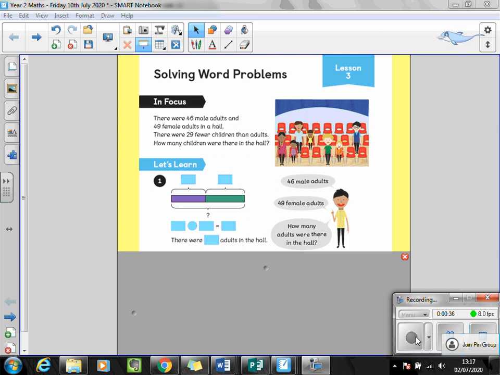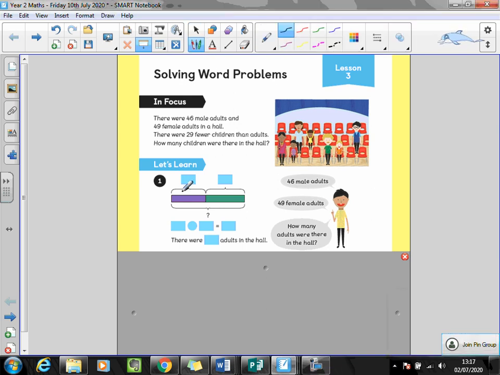Hopefully you would have discovered that the first step in solving this problem is working out how many adults there are altogether. Now we can see from the information we're given there were 46 male adults and there are 49 female adults. So the calculation you need to solve here is 46 add 49.